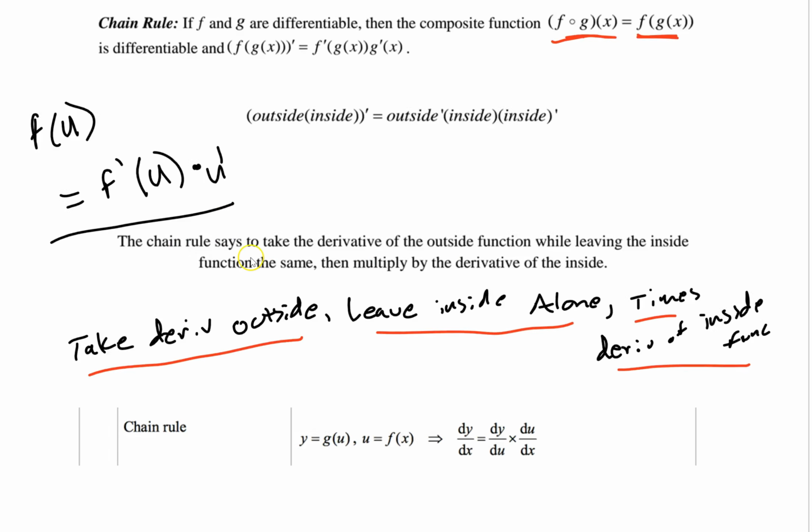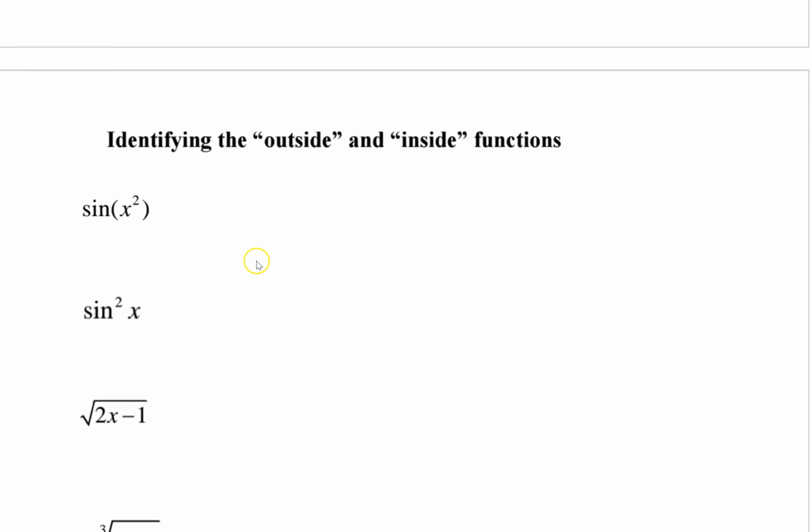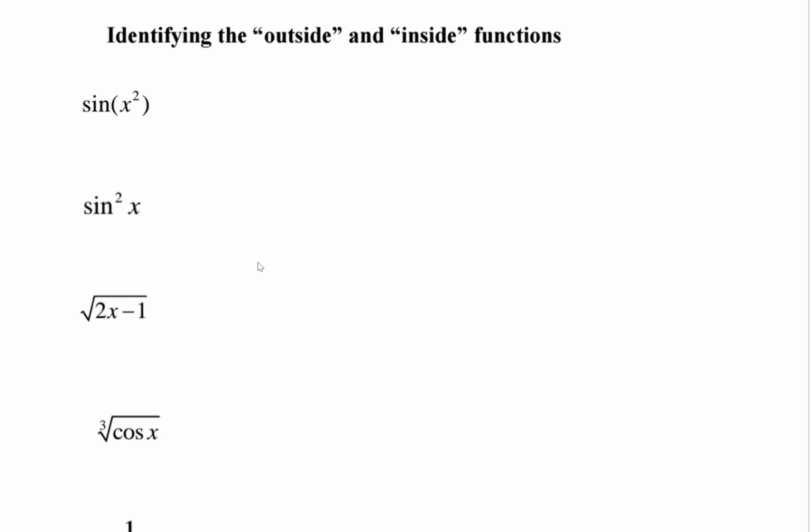So the key thing about the chain rule is you have to know what the inside and outside functions are. So when I say take the derivative of the outside, leave the inside alone, what does that mean? Well, let's practice it here. So look at this first one. The inside function is going to be the x squared. The outside function is sine.